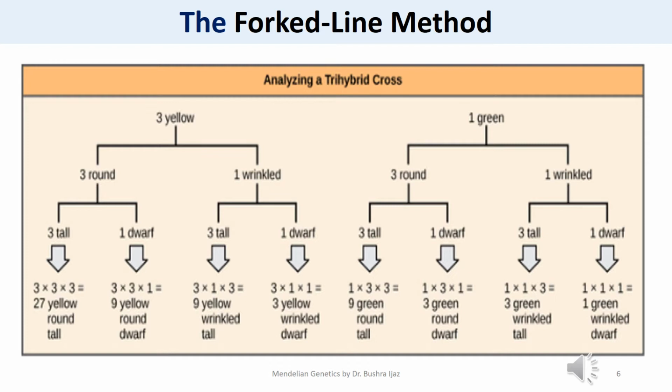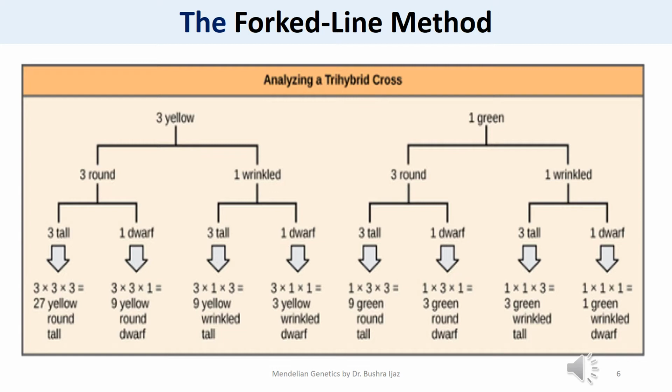Now, to prepare a fork line diagram for a cross between F1 heterozygotes resulting from a cross between two breeding plants, for example, just consider three genes: one dominant gene represented by capital A, the second gene represented by B, and the third represented by C. The capital letters represent the dominant genotype, and the small ones represent the recessive genotype pattern.